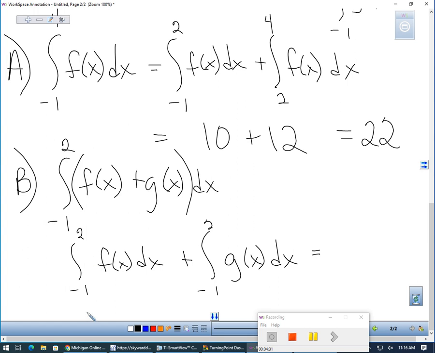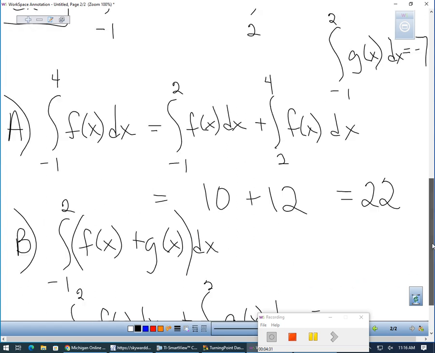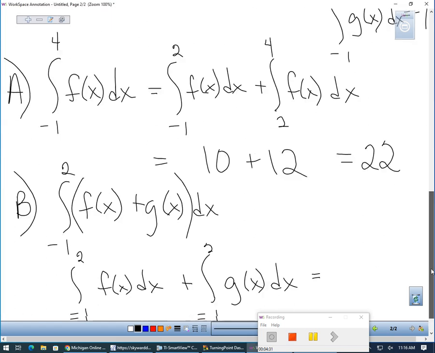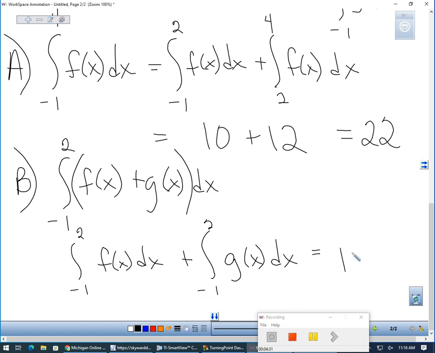So from negative 1 to 2, the integral of f of x dx equals 10, right? So this one equals 10 plus... Oh, was it negative 7? Thank you. Yeah, sorry. 10 plus the negative 7 equals 3. All right, so what you're doing today is working with these and just manipulating them to get them to work out. All right?